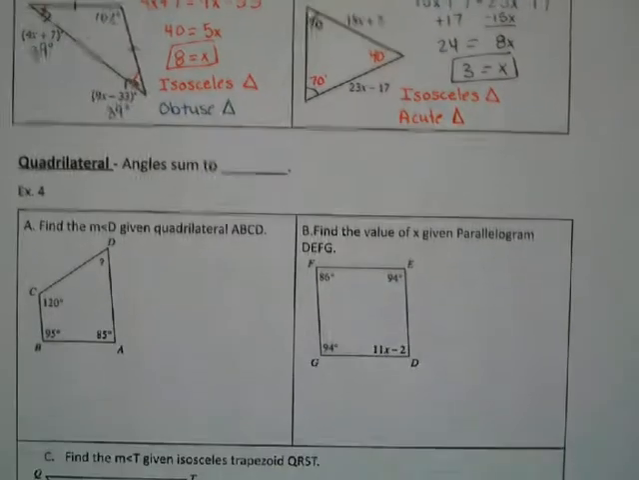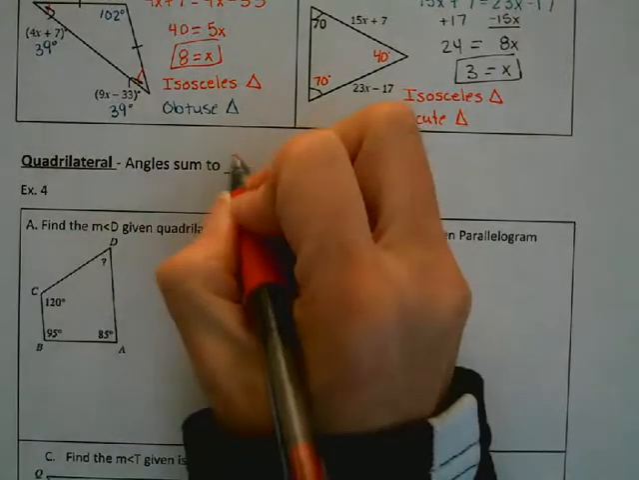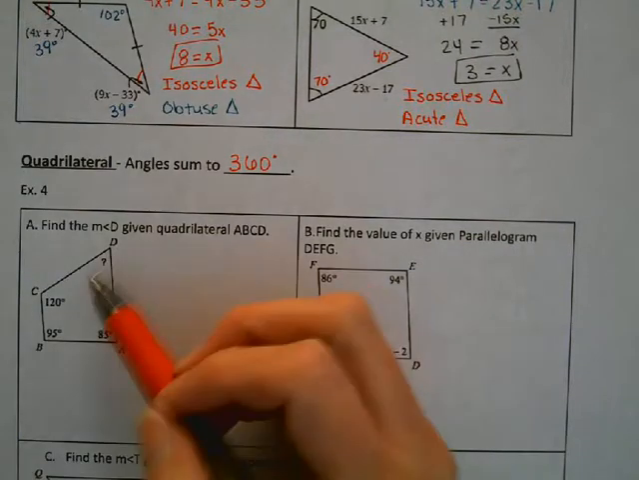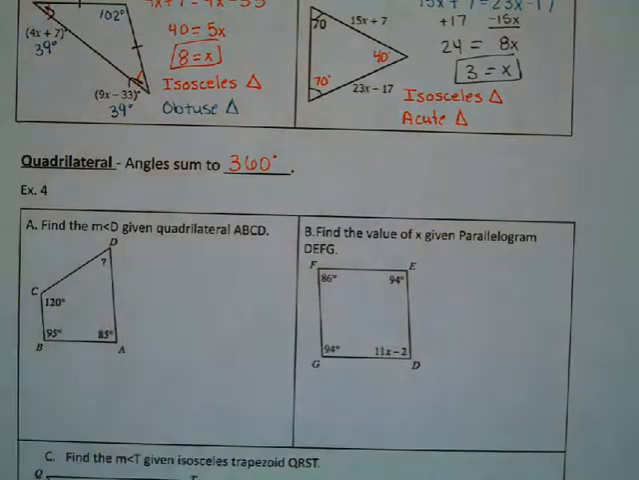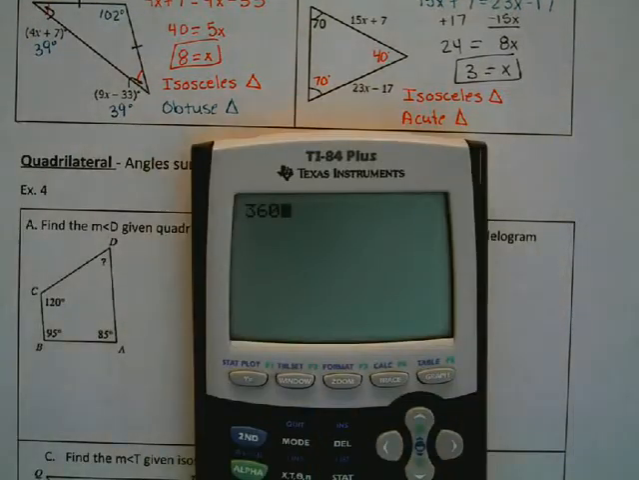Quadrilaterals. Quadrilaterals sum to 360 degrees. Triangles sum to 180. The quadrilateral is 360. Find the measure of angle D in this quadrilateral. Well, all these add up to 360. So I would just take 360 minus 120 minus 95 and minus 85. So when you subtract all those, the missing angle is 60.